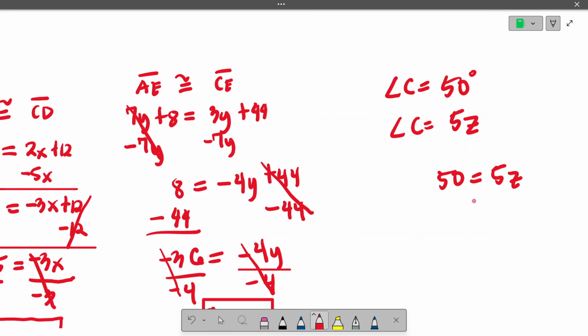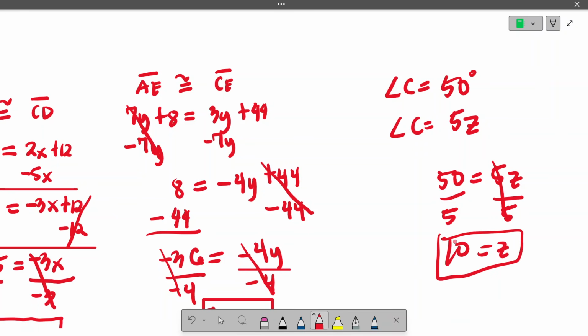Now, we are going to use the DPE, the division property of equality. How to do that? To isolate Z, we need to divide both sides by 5. Divide both sides by 5, cancel 5. So natira na lang si Z, 50 divided by 5. That will give us 10. So our Z is 10.